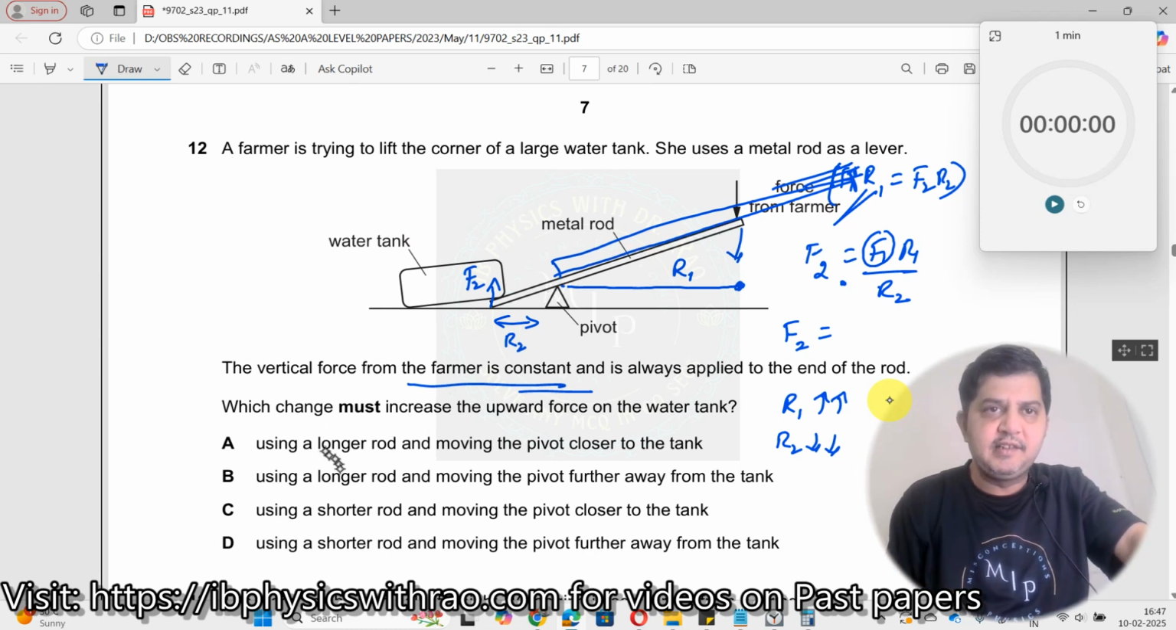Now let us look at this. Using a longer rod, these two options may be correct, but we need to look further. Using a shorter rod, these two are incorrect. Okay. Using a longer rod and moving the pivot closer to the tank, which means what? I bring this one nearby here. When I bring this one, what will happen? This R2 will definitely reduce, right? R2 is reducing. So as a result, A should be the right answer. B is the incorrect one.